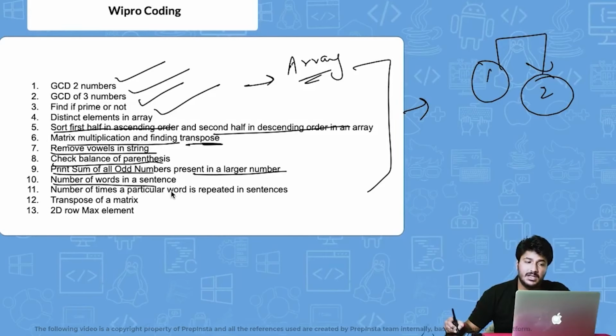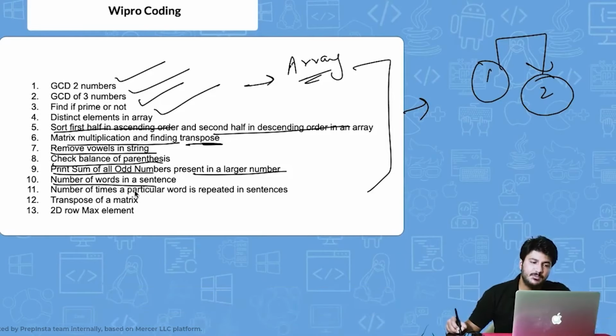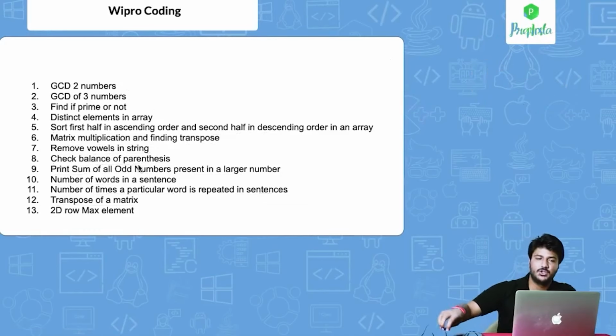Number of words in a particular sentence. So they'll give you a particular string and they will ask you what is the number of words in that. You count the number of words. Number of times a particular word is repeated in a sentence, transpose of a matrix, 2D row maximum element. So these are the programs.